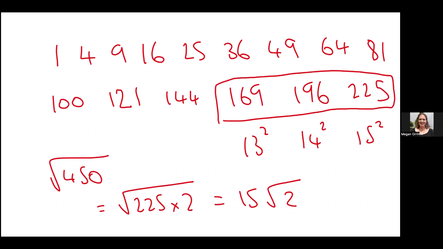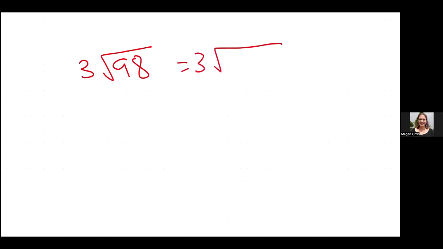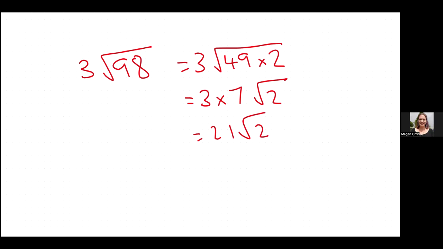All right, let's do another version. What if I did this? What do I do with root 98? 49 times 2. Right, so I'm going to pull out 49 as a 7, and it comes out here as a multiplication. So then I have 21 root 2. You see what I'm doing?